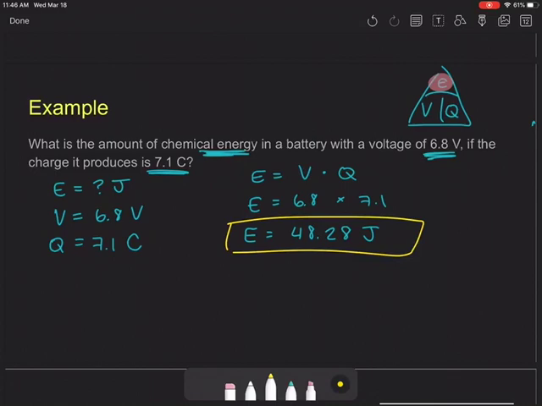Alrighty. So those are some examples of how we could solve for either of those 3 variables using that same equation. So you are more than capable of doing that, again, following those 4 steps every single time.